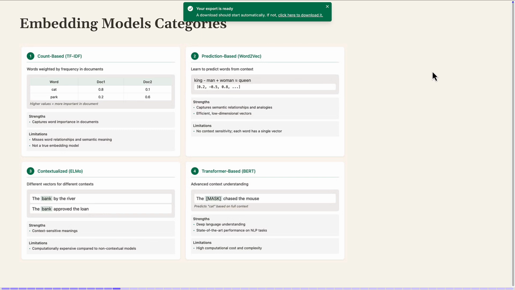The most sophisticated techniques are the contextualized versions, with different vectors for different contexts, and the transformer-based ones. For example, BERT was trained to find the missing word within a sentence. Okay, it will take the whole context and then predict what this word will be based on the whole context sentence. So this uses deep language understanding, deep language modeling, and gives state-of-the-art performance on NLP tasks.